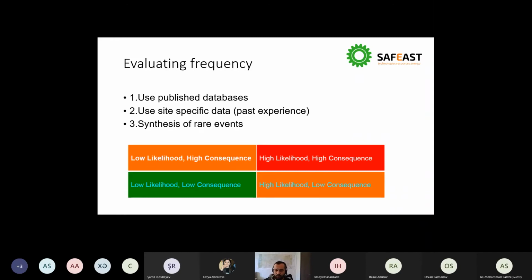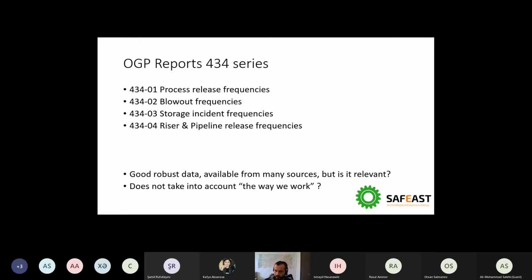And it shouldn't be a surprise that if you have a high likelihood and high consequence event, there is a red light, it's a worry. And if you have a low likelihood, low consequence event, it's generally acceptable, generally okay. But for the combination of low likelihood and high consequence, or high likelihood and low consequence, we will need to do further analysis to understand if it is as low as reasonably practicable or not.